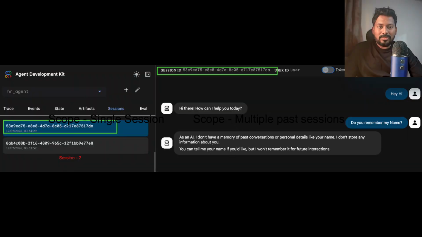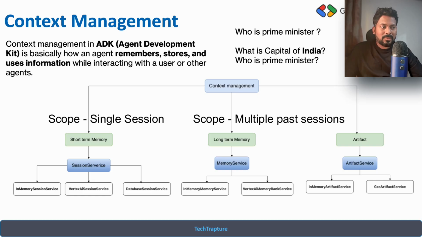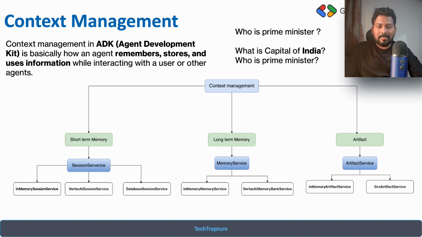For using long-term memory, we have two options: the in-memory service and the Vertex AI Memory Bank. The same concept applies here. If you restart the in-memory service, you will lose all the previous sessions and start from scratch. But if you are using the Memory Bank, your memory will remain there even after the restart. So that is the persistent store for your long-term memory.